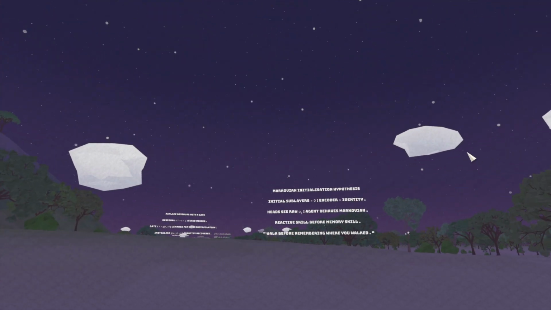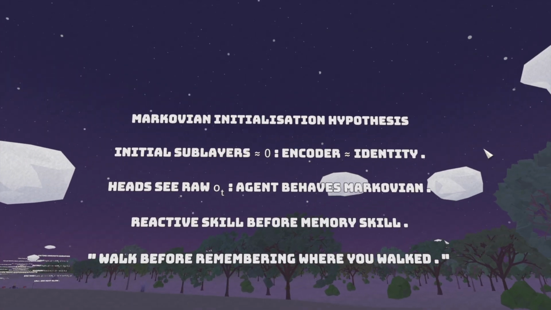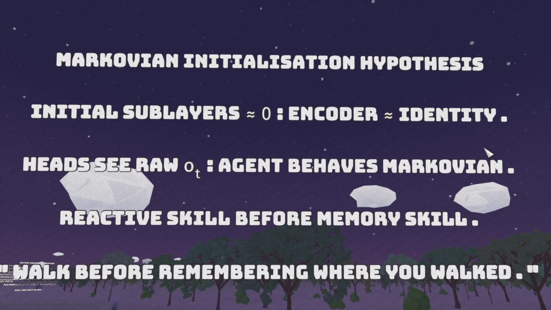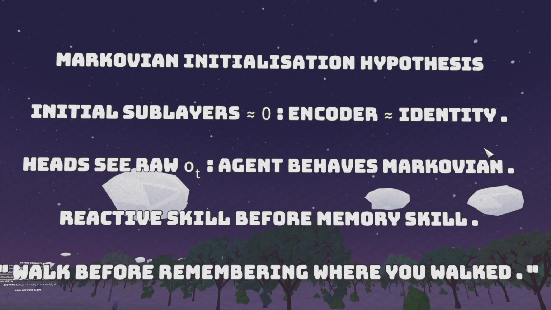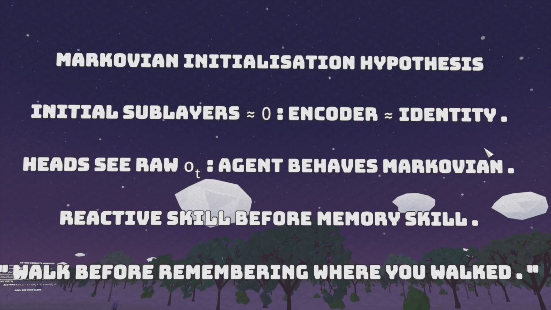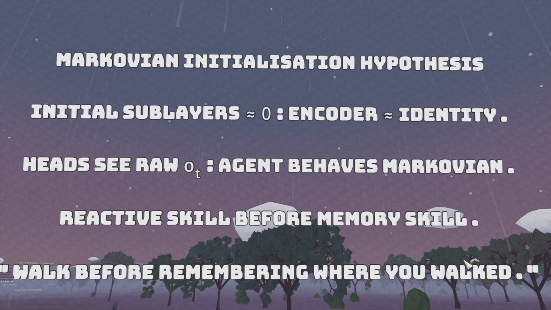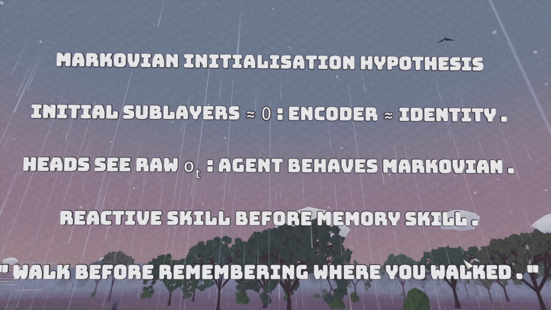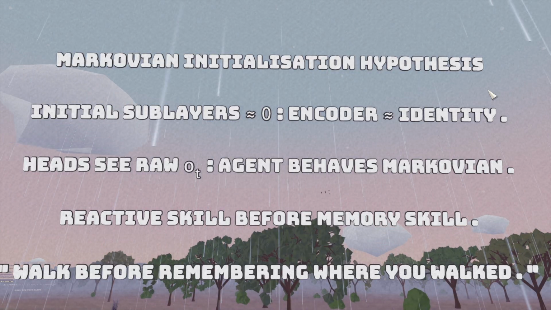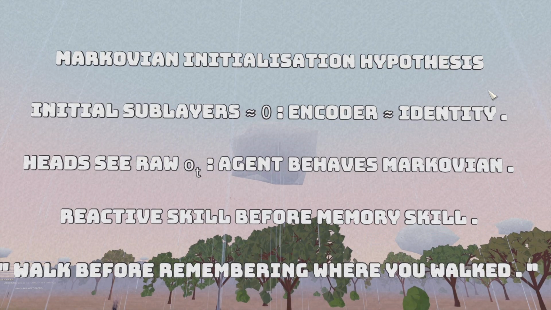So they show that a deep memory model that starts as an identity is starting as a Markovian agent. The policy and value heads see the raw observation with no temporal mixing. In RL environments, reactive behavior usually has to be learned before memory-based behavior can be useful. Otherwise stated, an agent has to know how to walk before it can remember where it has walked. And starting near identity supports this order of learning. The depth of the network is something that the optimizer can use for memory-based behavior to manifest.